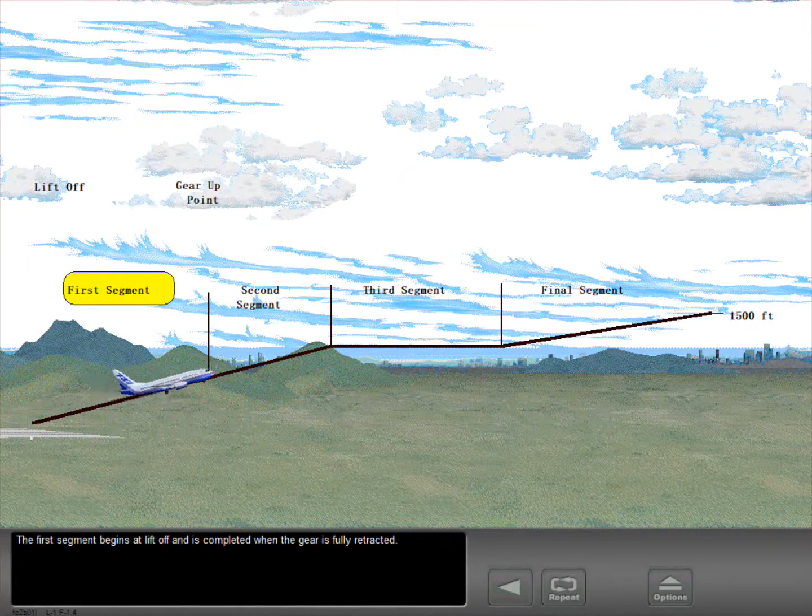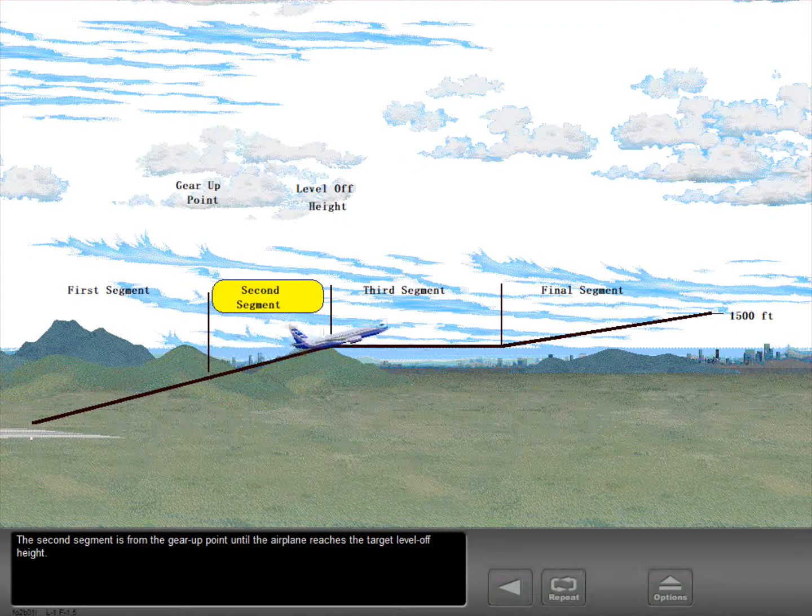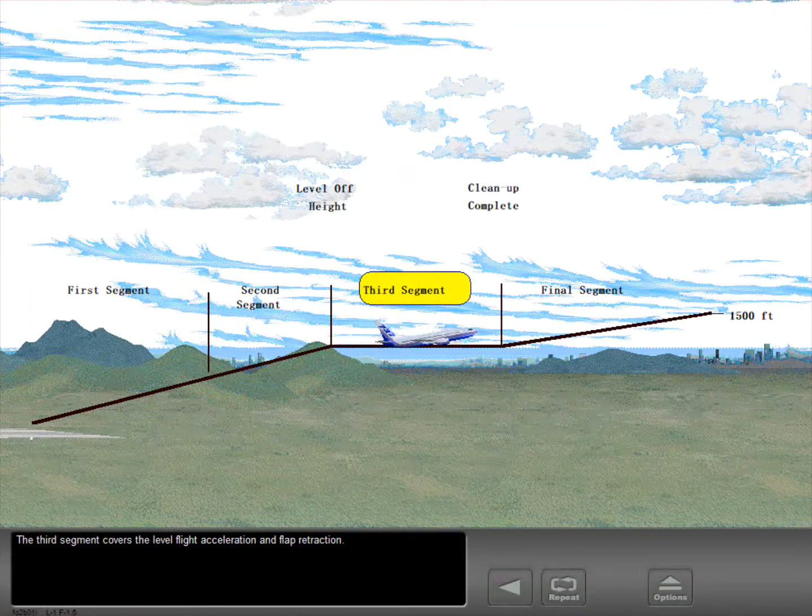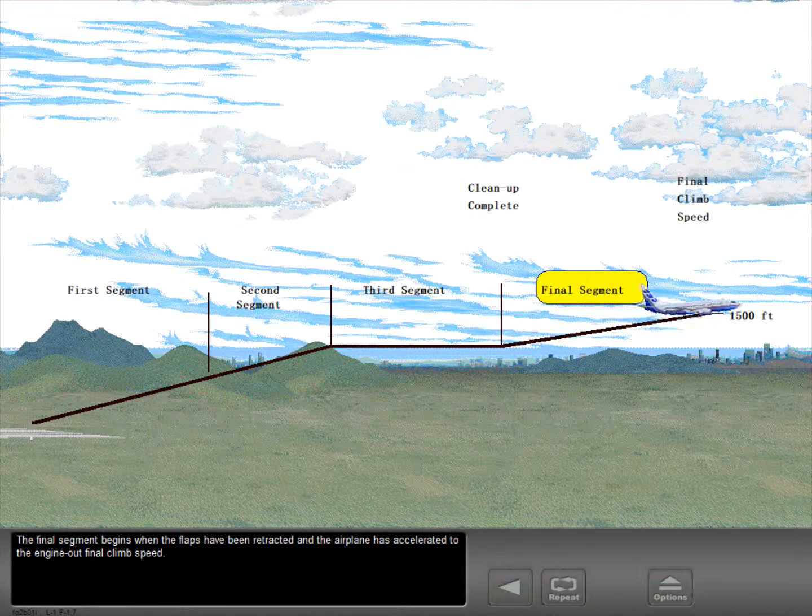The first segment begins at liftoff and is completed when the gear is fully retracted. The second segment is from the gear up point until the airplane reaches the target level off height. The third segment covers the level flight acceleration and flap retraction. The final segment begins when the flaps have been retracted and the airplane has accelerated to the engine-out final climb speed.